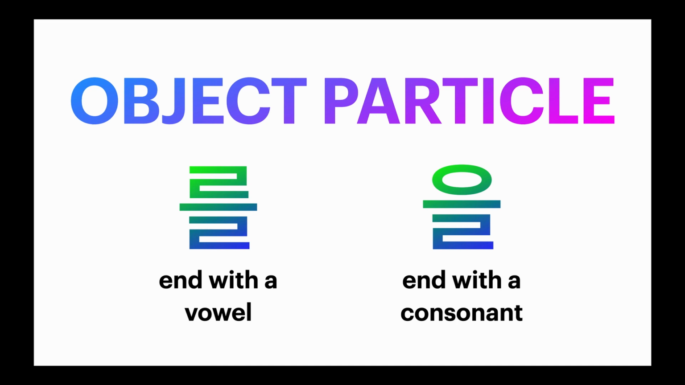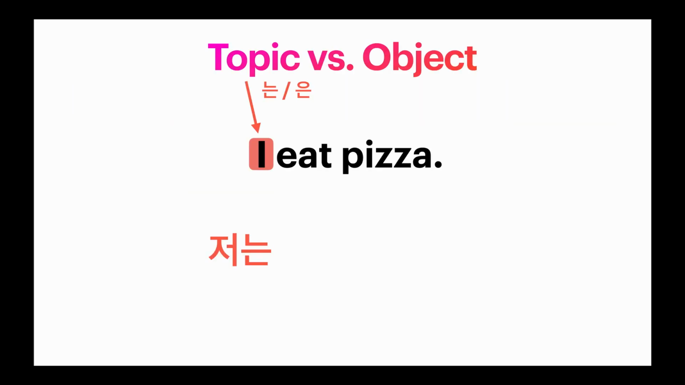I literally thought myself, maybe I just don't have to ever use the object particle. But nope, it will be in the majority of sentences you say. So just push through it and I promise you that you'll eventually be able to pronounce it well if you can't right now. So the object particle, 를 and 을. The word for pizza in Korean is 피자. And because 피자 ends with a vowel, then we will add 를, 피자를.